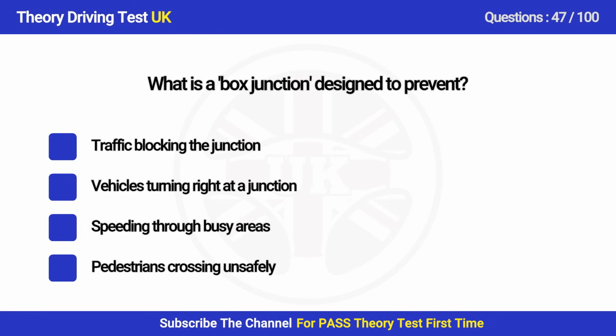Question 47. What is a box junction designed to prevent? A. Traffic blocking the junction. B. Vehicles turning right at a junction. C. Speeding through busy areas. D. Pedestrians crossing.